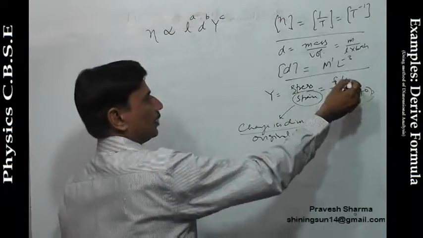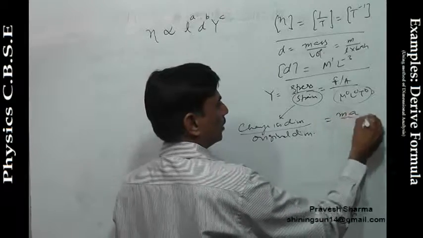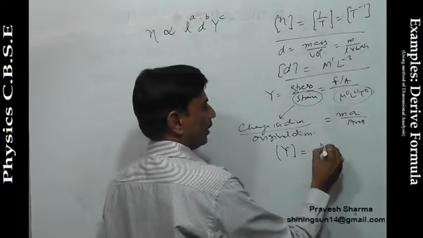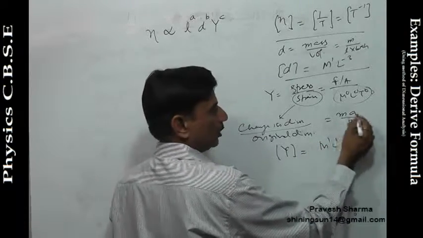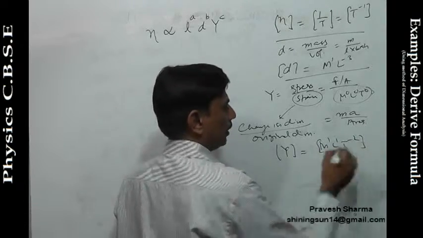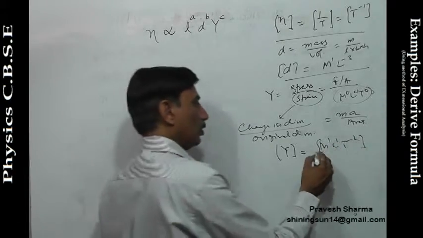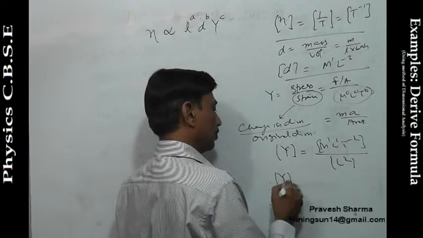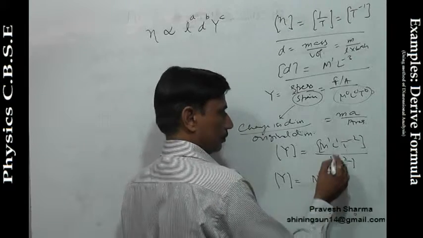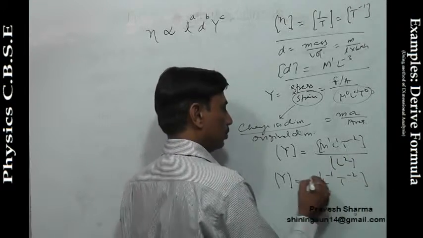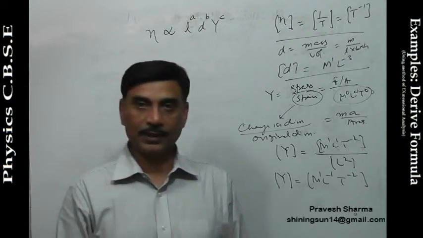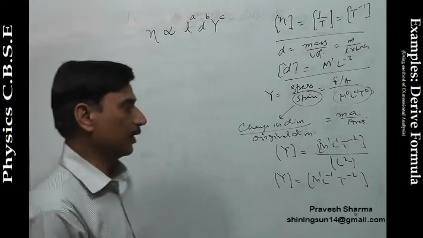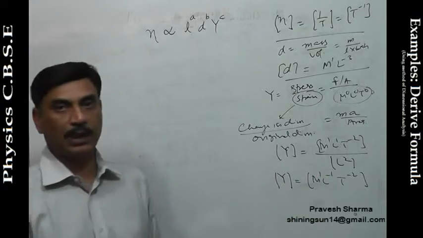Now what we do with the stress? Stress is force upon area. Force is mass into acceleration upon area. So the dimensions are M1, L1, T minus 2, mass into acceleration, upon area. Area is L2. So Young's modulus dimensions are M1, L minus 1, T minus 2. That is the dimension for coefficient of elasticity, or you say Young's modulus or bulk modulus or shear modulus. That is one and the same thing. Remember, it is M1, L minus 1, T minus 2.